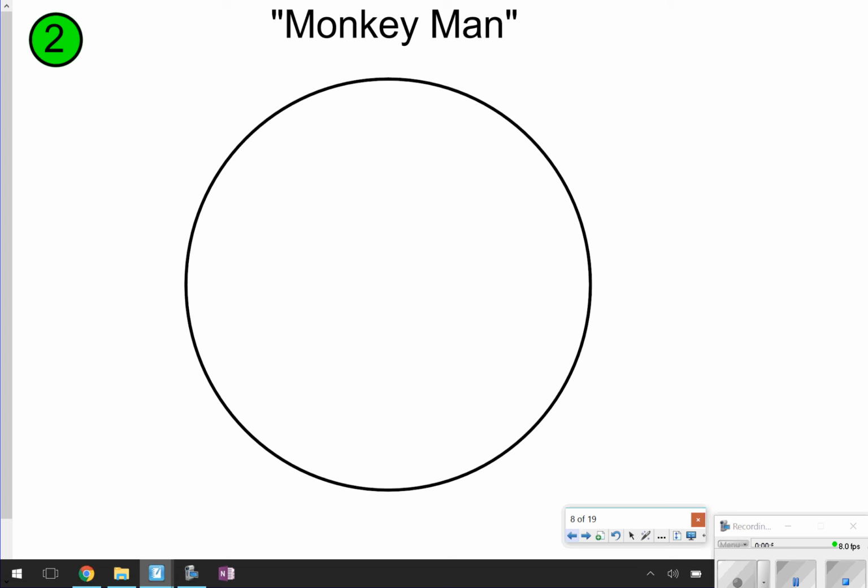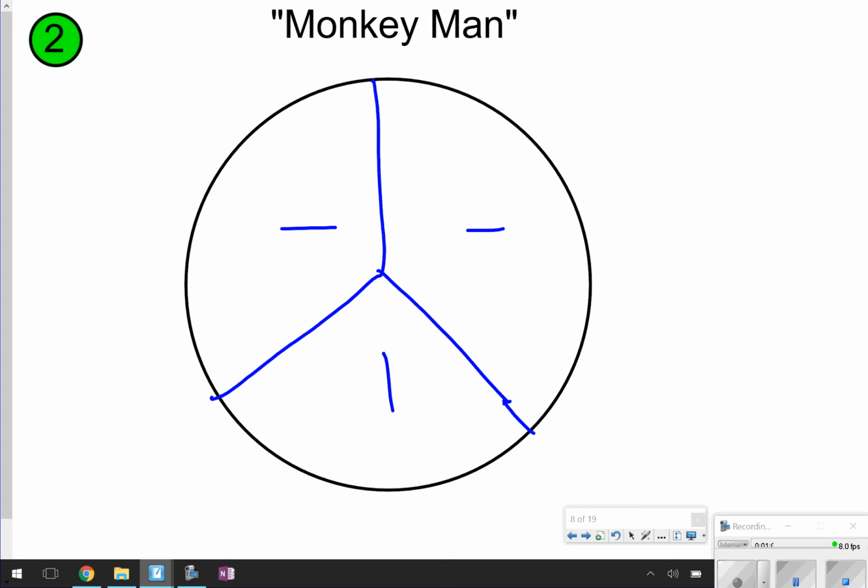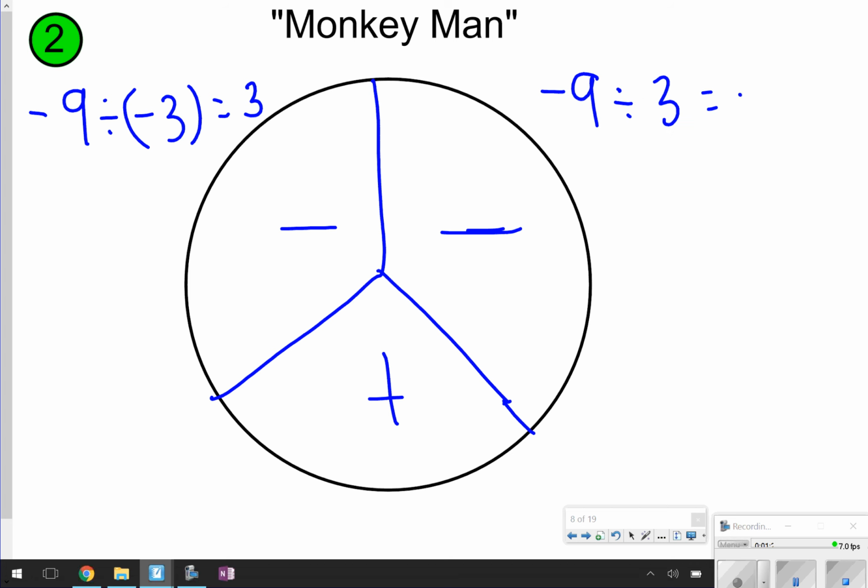So for number 2, we have Monkey Man. This is the same thing that you do in your notes for multiplying integers. I'm going to just revisit real quick. You have 2 negatives for eyes and a positive for mouth. If you're ever dividing with the same signs, your answer will be positive, because again, that's like covering up 2 negatives with your finger and the positive will be left over. Or with different signs, your answer will be negative. Cover up a positive and a negative, you're going to realize that there is a negative left over.